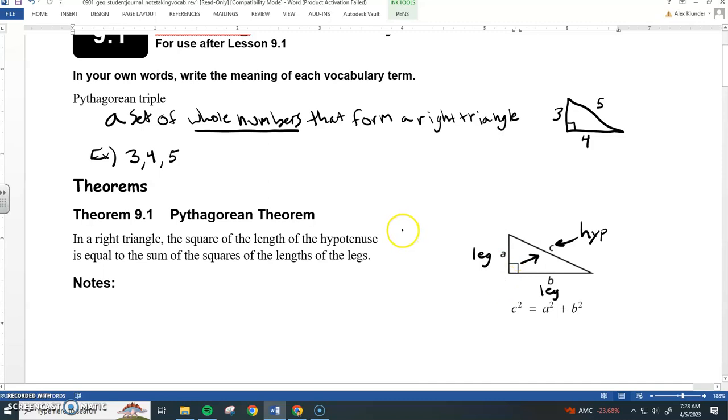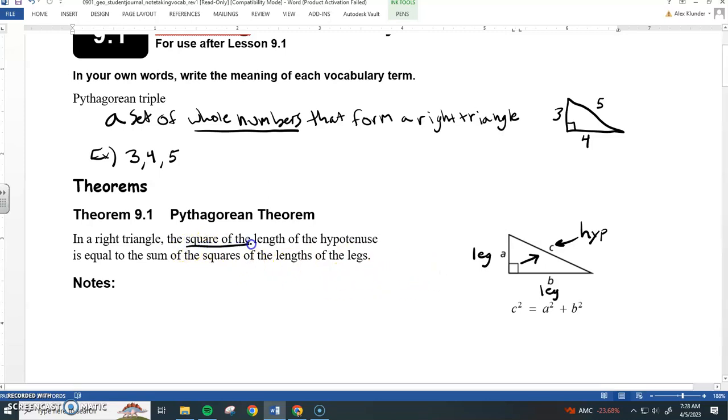You can see that in a right triangle, the square of the length of the hypotenuse is equal to the sum of the squares of the lengths of the legs. Now, we won't really ever define Pythag like this. We'll almost always say Pythag is just a squared plus b squared equals c squared. But I do want you guys to recognize this.